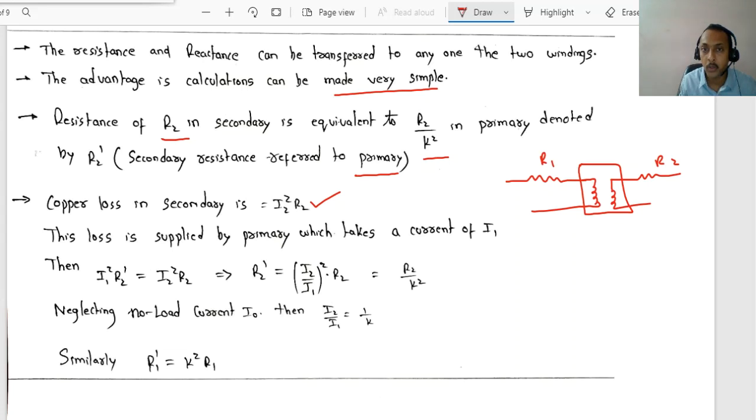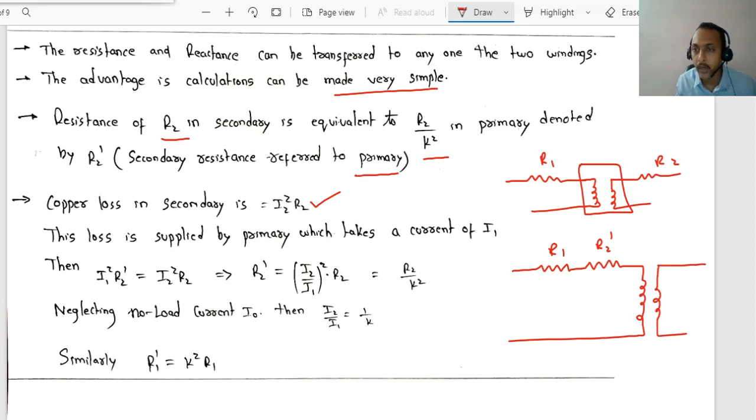The same R2 will be shifted to the primary side. Then that value should become how much? R2 by K square. If you bring this resistor to the primary side, then it is to be denoted with the letter R2 dash. Then you will draw like this. This R1 will be the same, but this resistor you will remove from the secondary side and place in the primary side. But now the name is to be given as R2 dash. Very, very important, the variable name. Now there won't be any resistor in the secondary side.